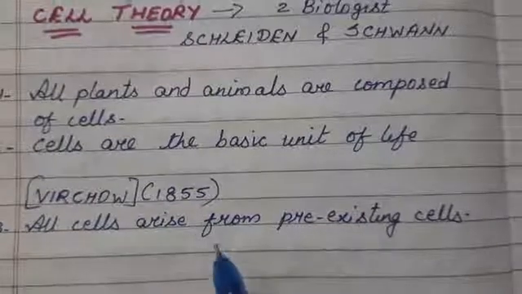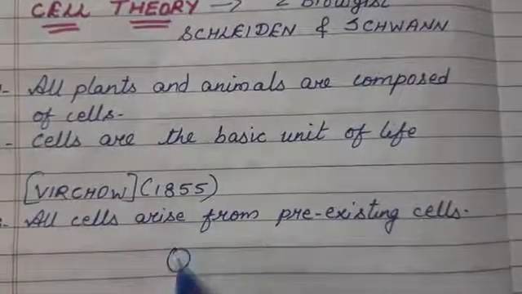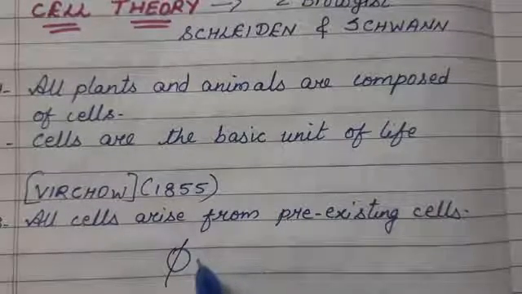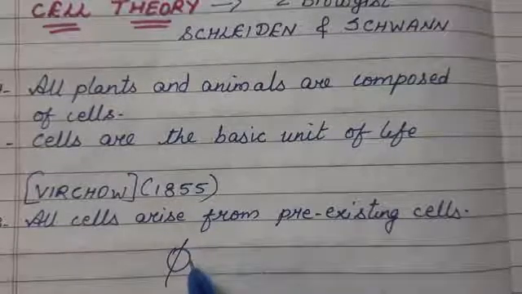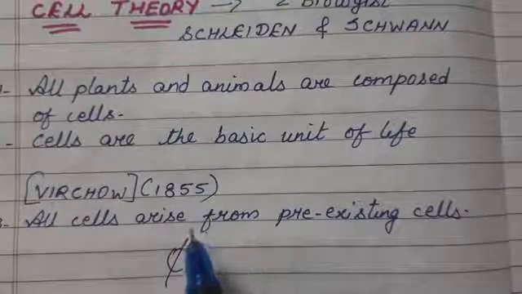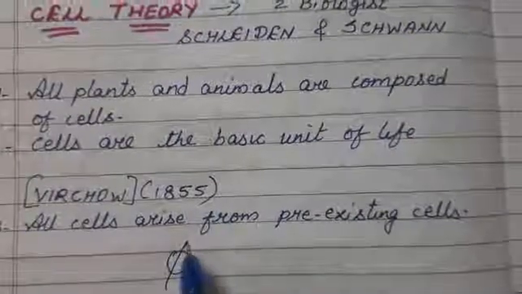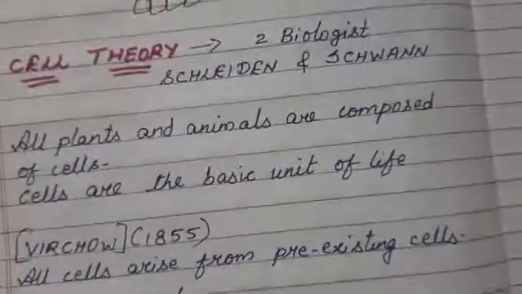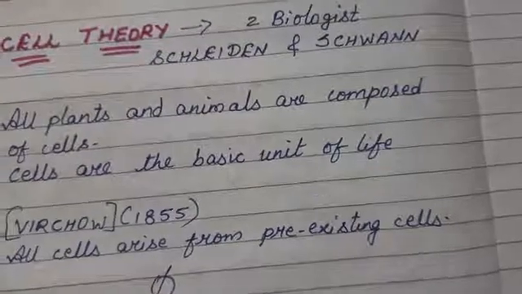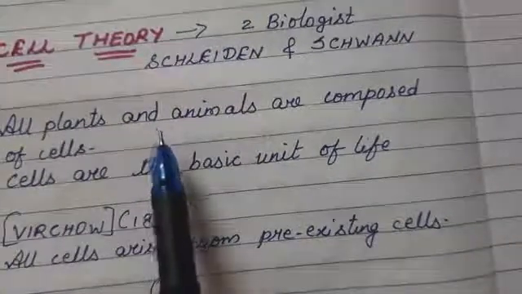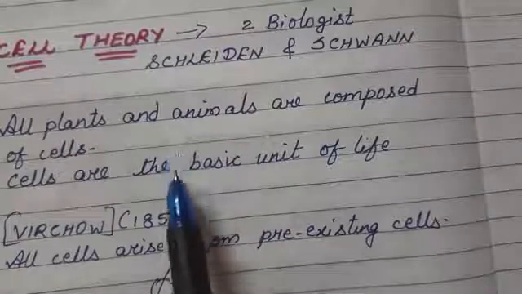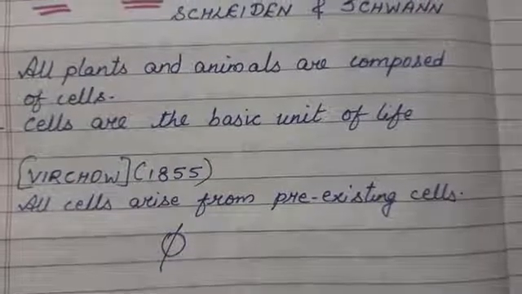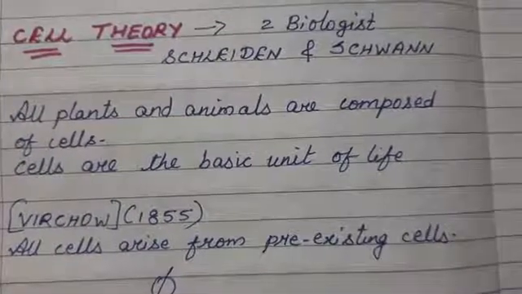If there is one single cell, this single cell keeps on dividing continuously, 1 into 2, then 2 into 4. These cells continuously divide and form new cells. So cells always arise from pre-existing cells. So this is the cell theory. It consists of 3 points: all plants and animals are composed of cells, cells are the basic unit of life, and all cells arise from pre-existing cells.